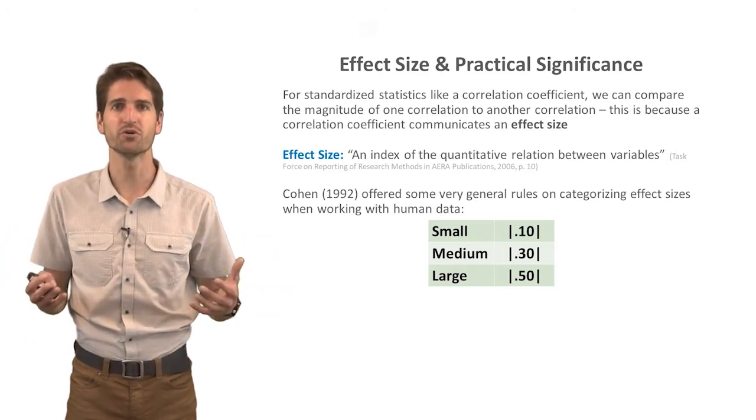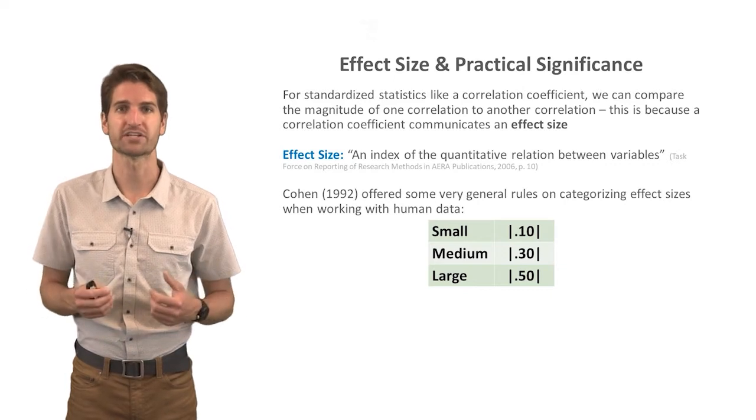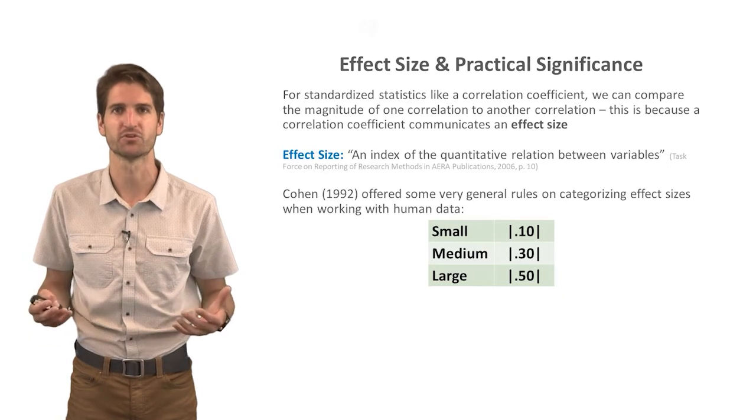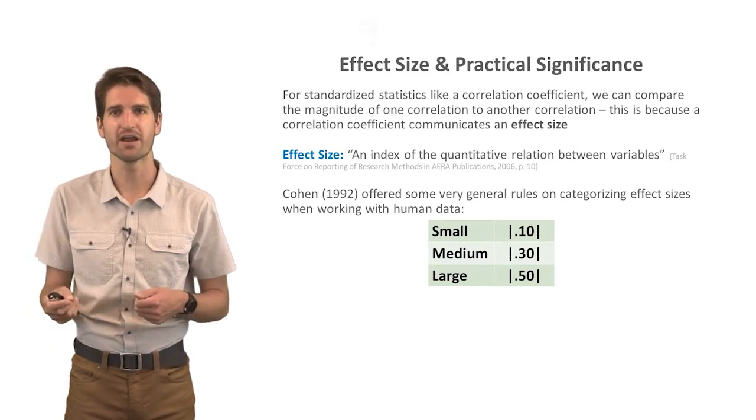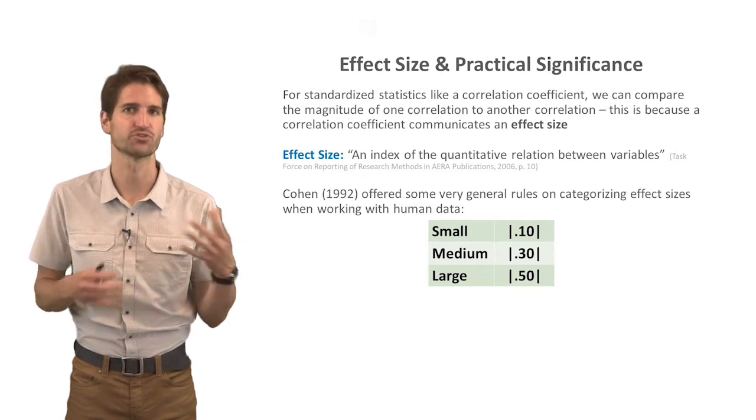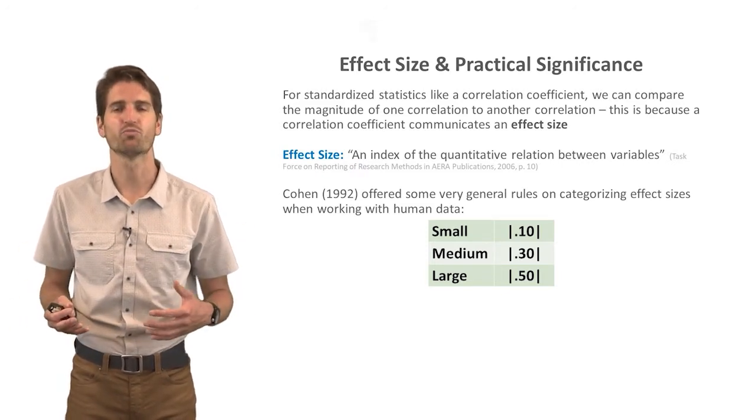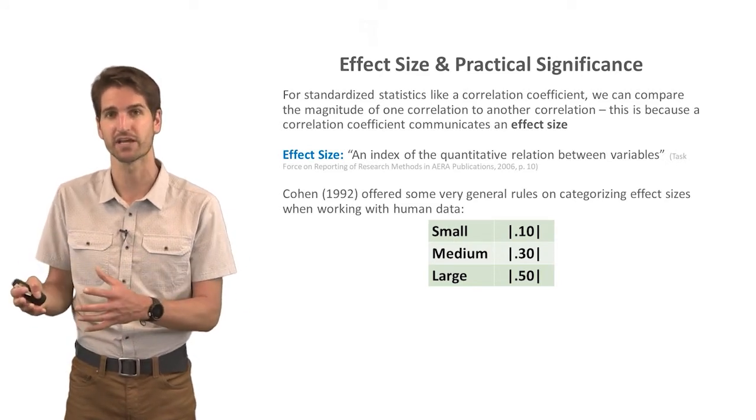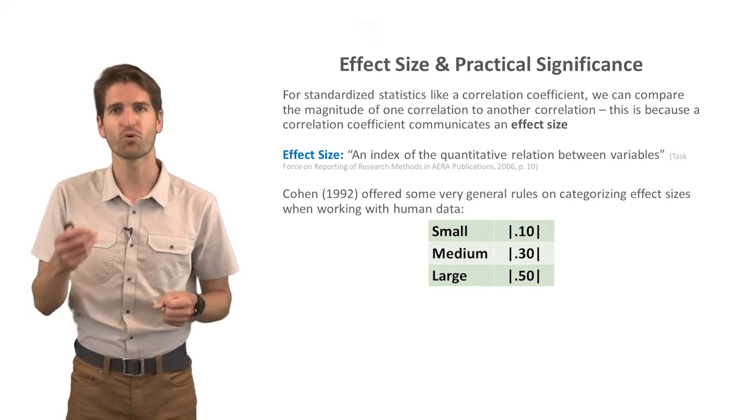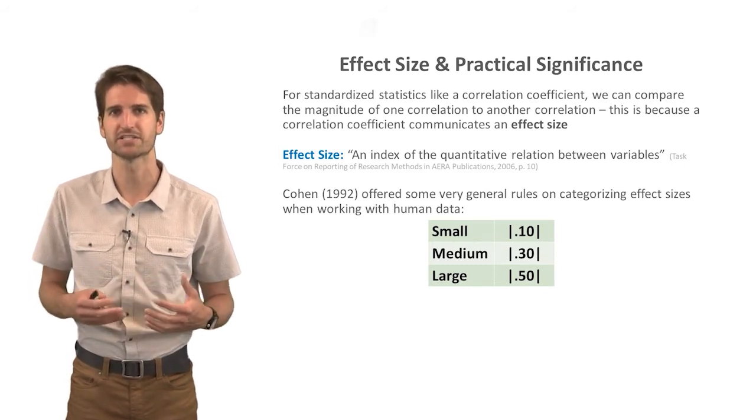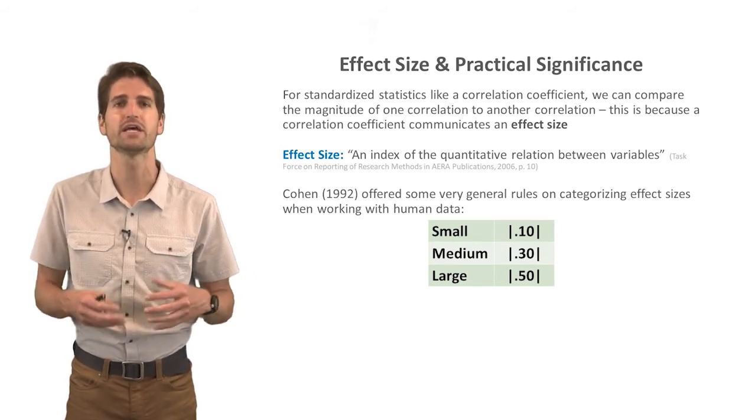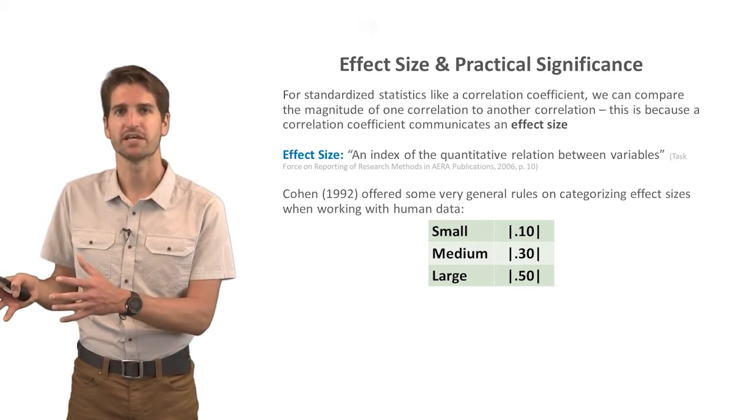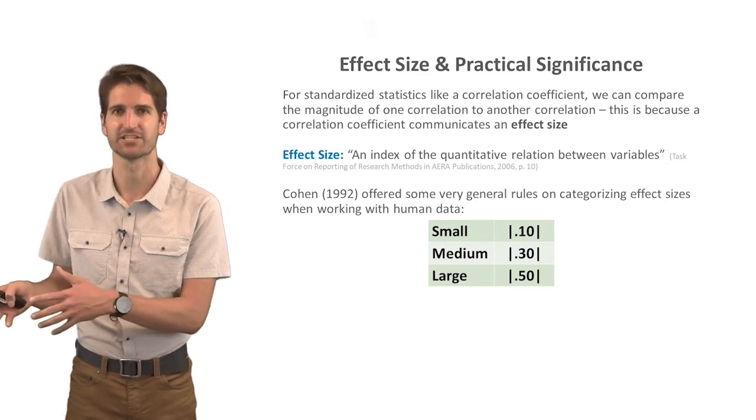To quote an article on what an effect size actually is, it's an index of the quantitative relationship between variables. So it's something we can use to compare different correlations across different samples or populations. And what this allows us to do is start talking about correlations that are statistically significant in qualitative terms. So it's important that you avoid interpreting the effect size and/or the practical significance if a correlation coefficient is not statistically significant.